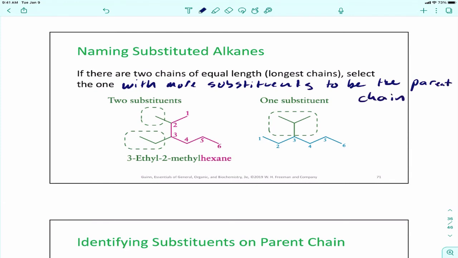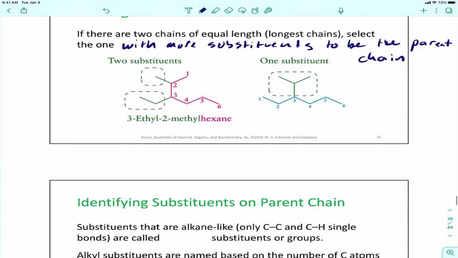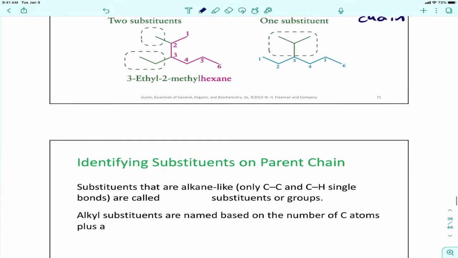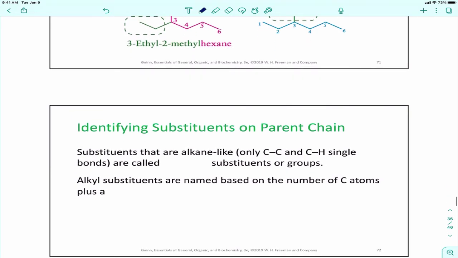All right, so if you have two chains, and you number this, and they're equal length, you're going to go with the one with the more substituents. Now, substituents that are alkane-like, meaning they only have carbon-carbon single bonds and carbon-hydrogen single bonds, are called alkyl substituents or groups. Alkyl substituents are named based on the number of carbon atoms plus a -yl ending.